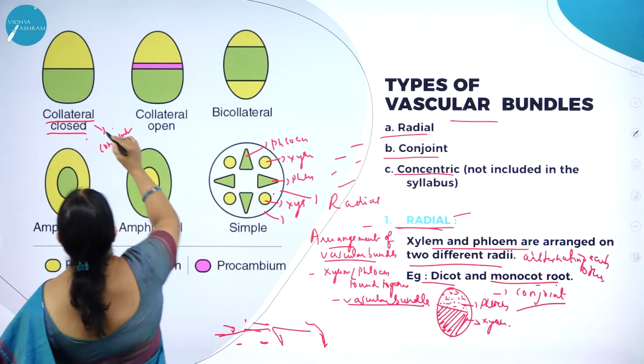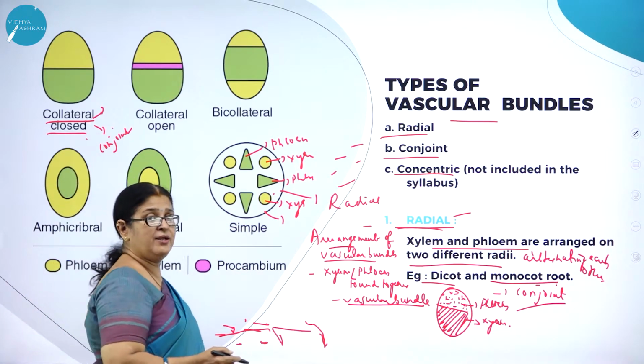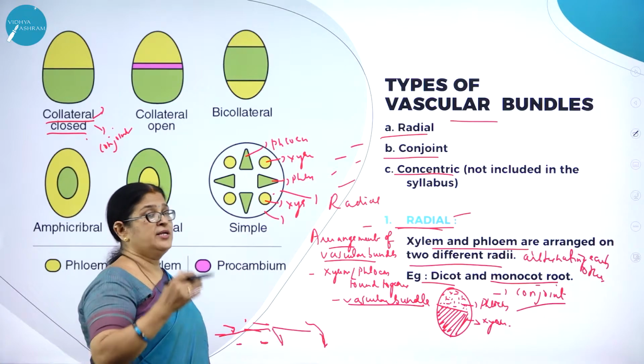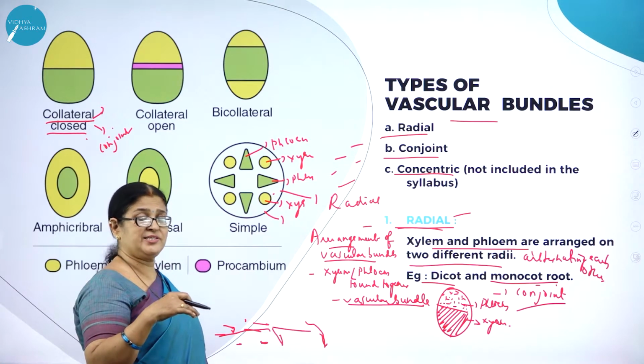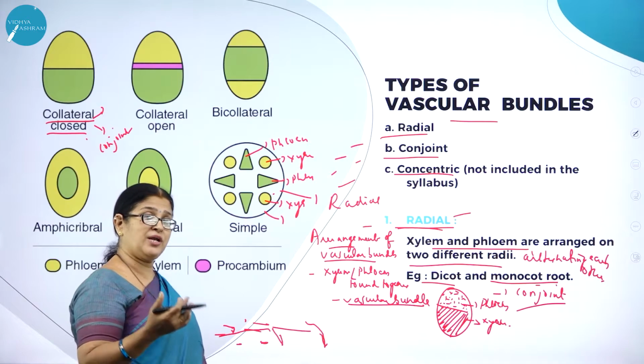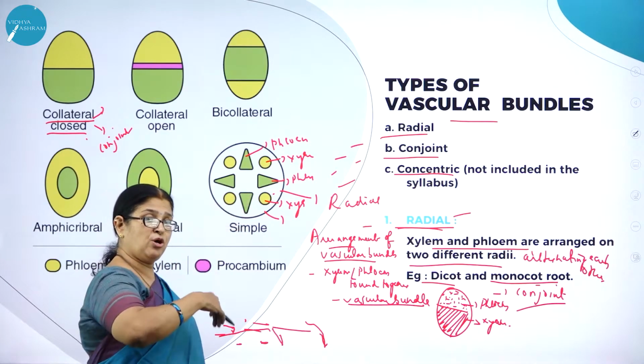So it is called collateral. Why is it called collateral? Conjoined, why is it called conjoined? Xylem and phloem are found together, hence it is called conjoined. Why is it called collateral? Because xylem is below and phloem is above.